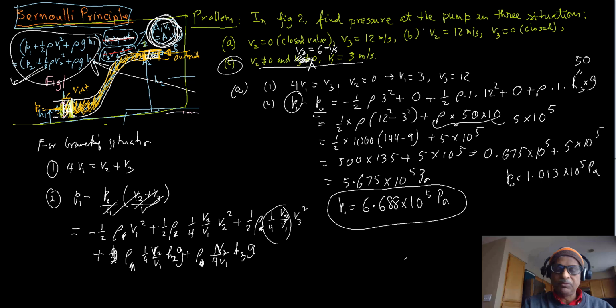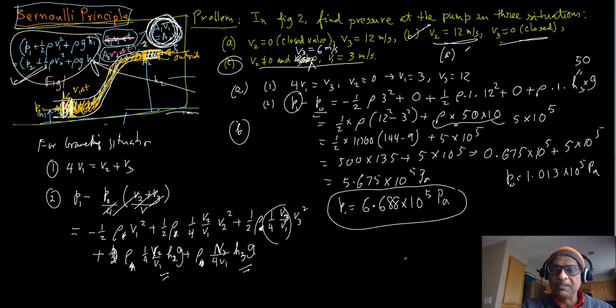Okay, so when we do B, the only difference we've done is 2 and 3 are switched. So that instead of this, we are going to get that. So for A we have this answer, 6.688 times 10 to the power 5 Pascal. For B, this is the only difference.